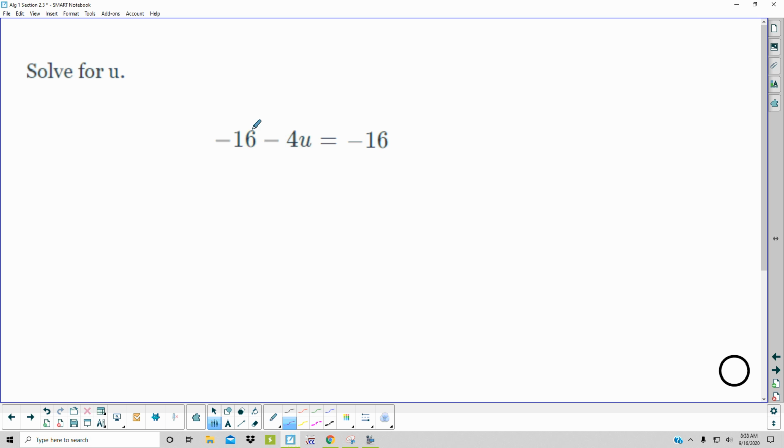Okay. Going to start by undoing, getting rid of the thing that doesn't have the variable, which is going to be held there by adding or subtracting. So it's a minus 16, so I'm going to add 16 to both sides. So I'm left with negative 4u. A lot of students don't finish that. This negative stays attached to the 4, that when this goes away, that subtraction sign stays with it as a negative. Negative 4u is equal to, oops, I made a mistake.